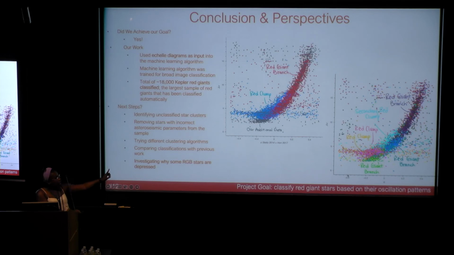All of the gray points on their plot indicate stars that didn't have the proper asteroseismic parameters to be classified, as this came out in 2017, I believe. But to date, we have those parameters, which is why we were able to classify more. They classified about 14,000 Kepler red giant stars, and we were able to automatically classify around 18,000 of them instead. I'll leave you with this slide, and thank you for all of your attention.